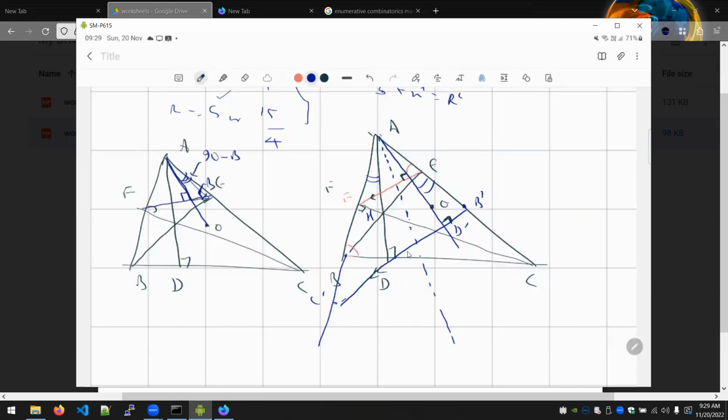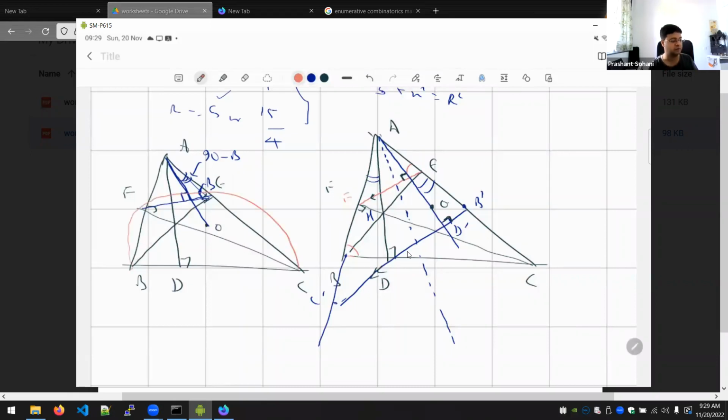Okay. So B is because B is angle AEF. Yes, correct. That is because this is a cyclic quadrilateral, right? Yeah, BFEC is a cyclic quadrilateral. Yeah, similar.